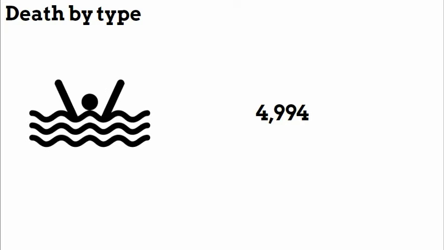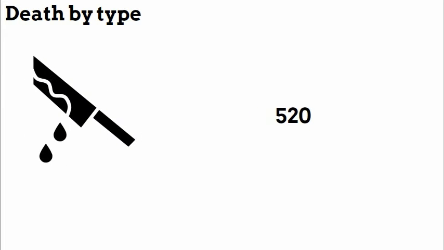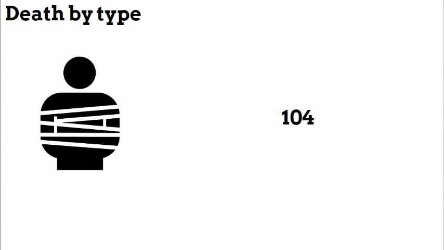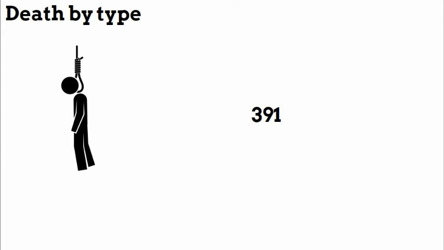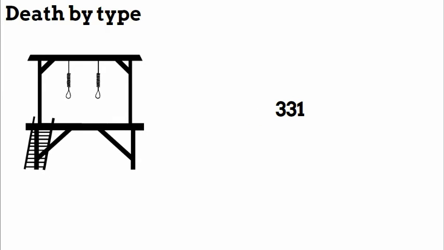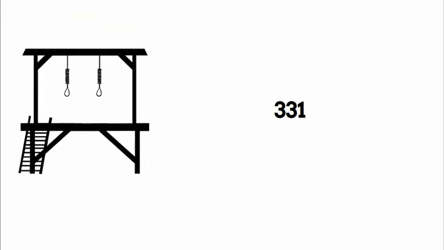4,944 soldiers drowned. 520 soldiers were murdered. 104 soldiers were killed after the capture. 391 soldiers committed suicide. 331 soldiers were executed by the higher authorities or by their enemies. 313 soldiers died of sunstroke. 14,164 soldiers died of other causes, including the causes that weren't stated.